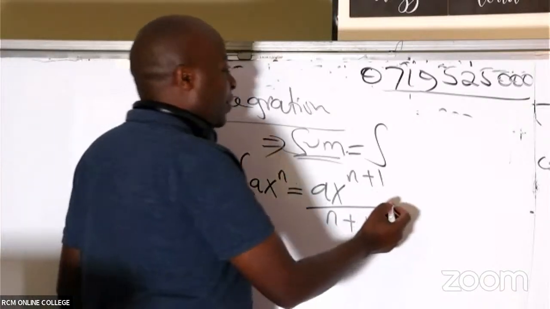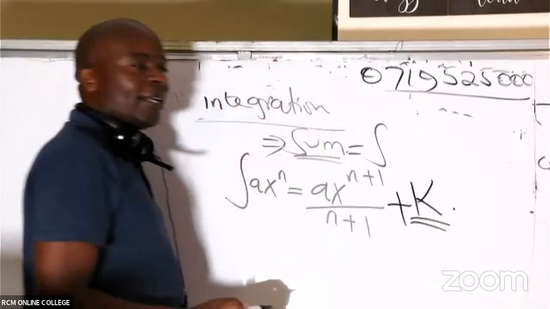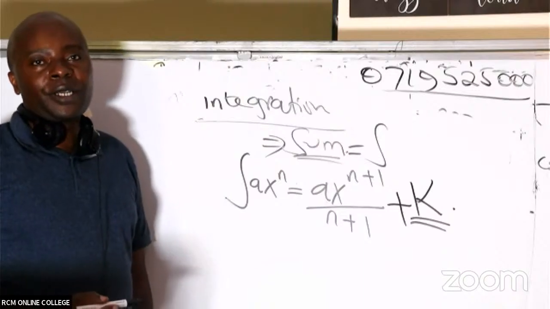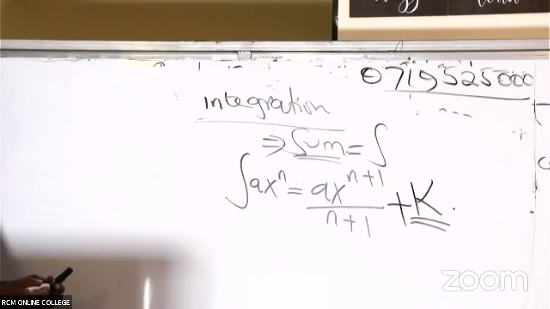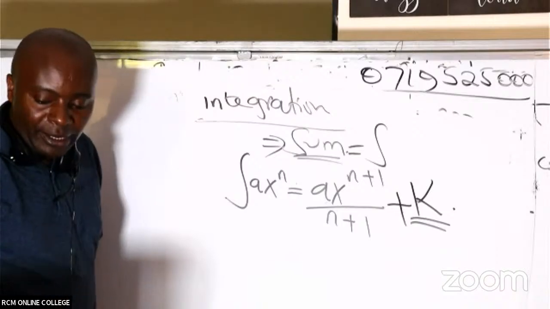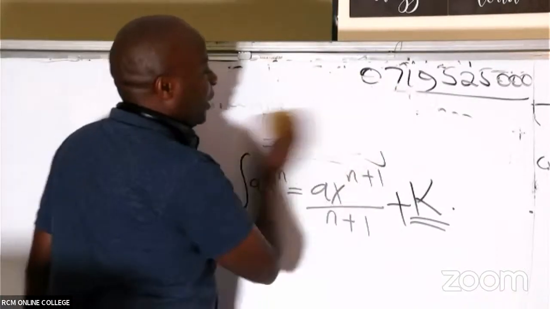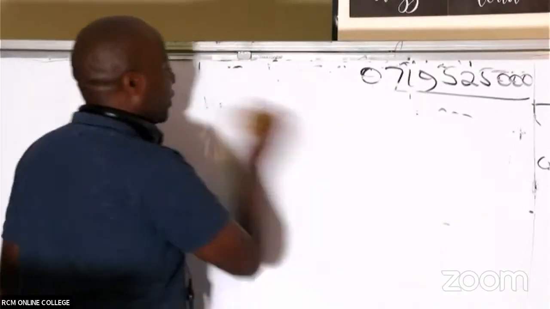And then, unlike differentiation, this one has got a constant k. It's called a constant of integration. Let me see whether they have understood this.